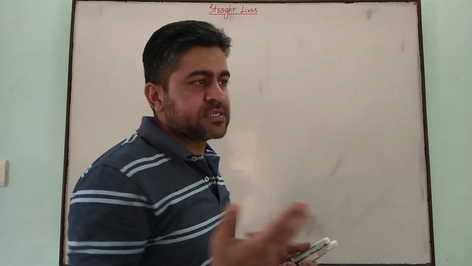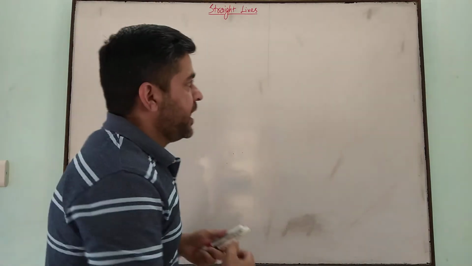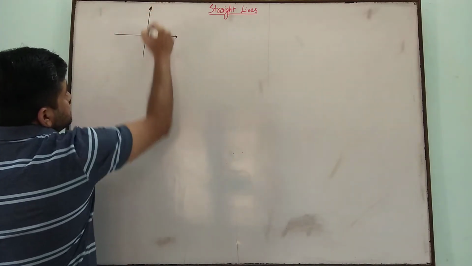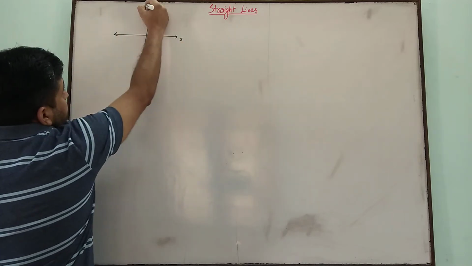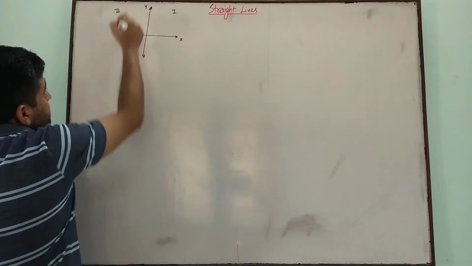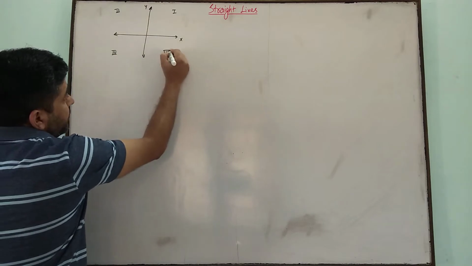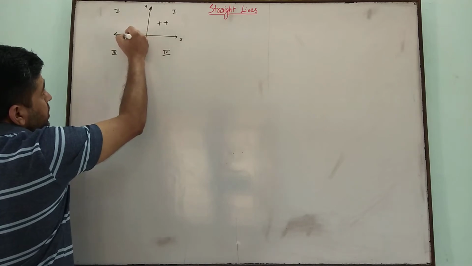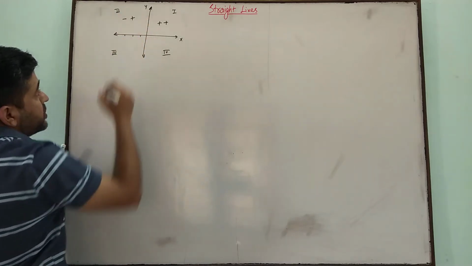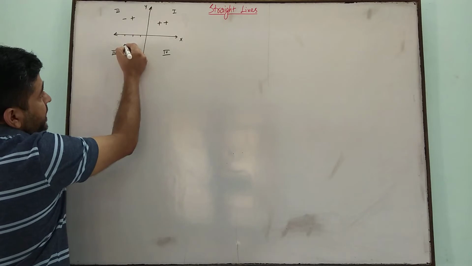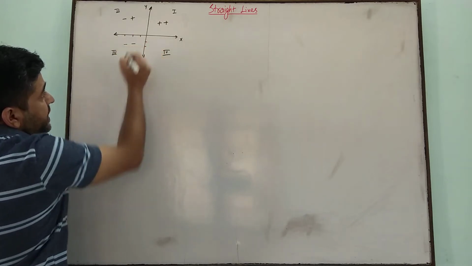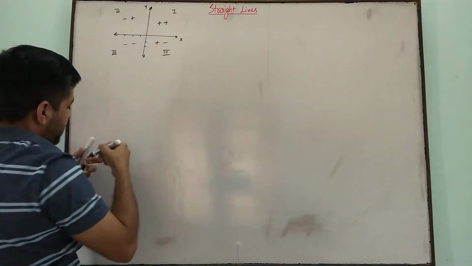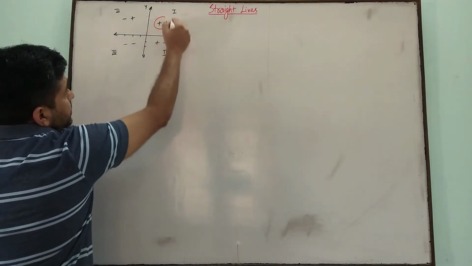In first quadrant, x and y both are positive, and in second quadrant, like here, x axis, y axis, first quadrant, second quadrant, third and fourth quadrant. In first quadrant, x and y both are positive. In second quadrant, your x will be negative and y will be positive. In third quadrant, your x is negative, y will also be negative, and in fourth quadrant, x will be positive and y will be negative. Right?